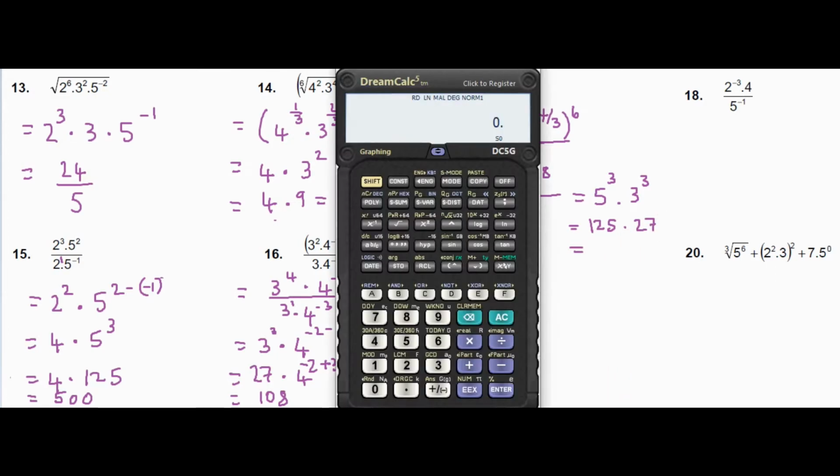And we can find this on a calculator. 125 times 27. 3375.